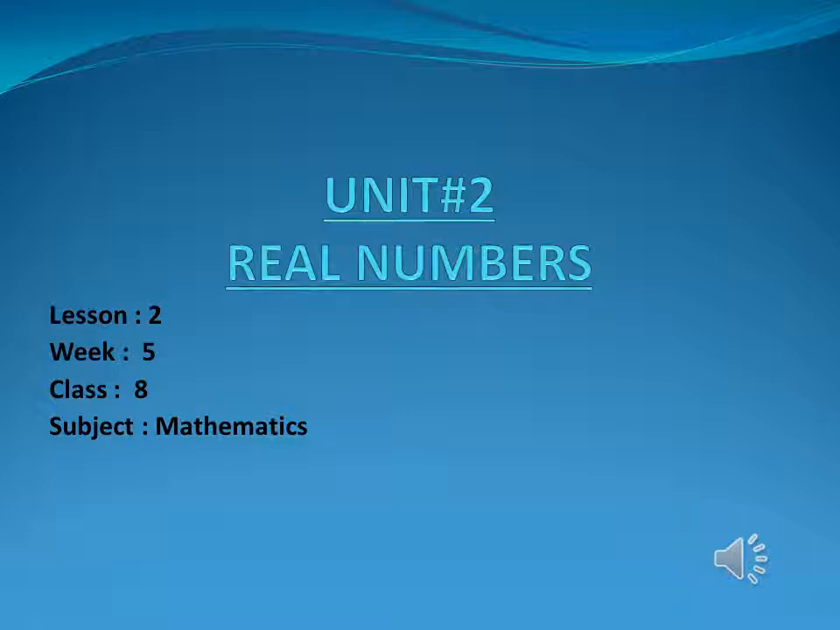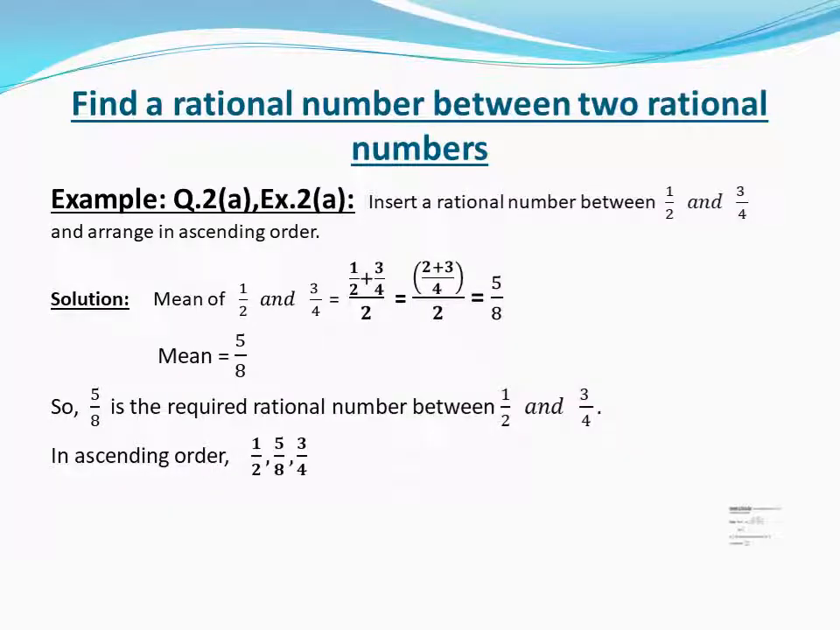In lesson number 2, we will continue unit number 2, real numbers. Let's start our lesson. If we are given two rational numbers and we have to insert a rational number between these two numbers, how can we find that number? We have a very simple method. We find the mean of given numbers, and that mean will be the required number between two given rational numbers.